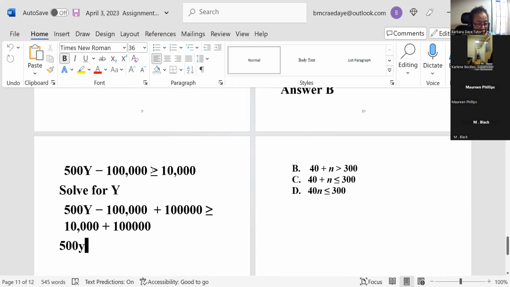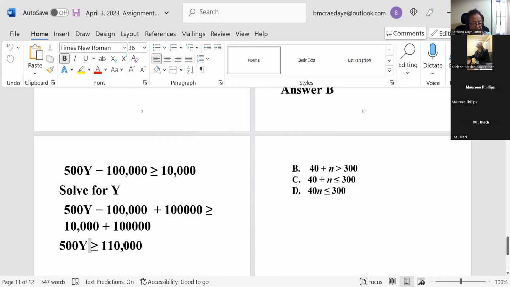So that would be greater than or equal to 110,000. And then you just divide both sides by the 500.